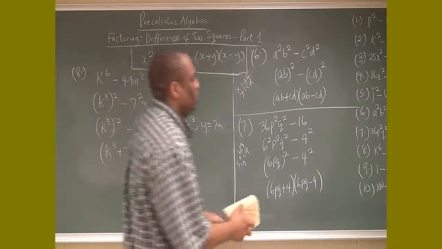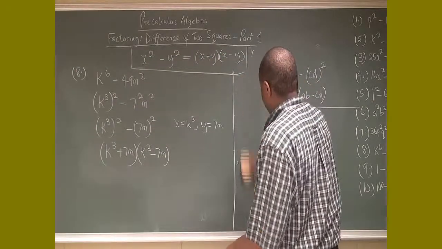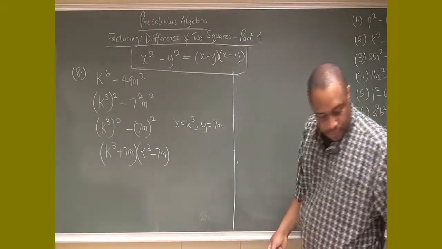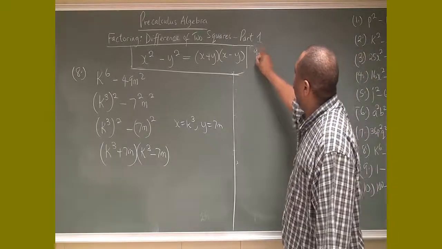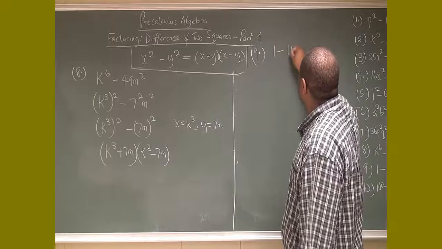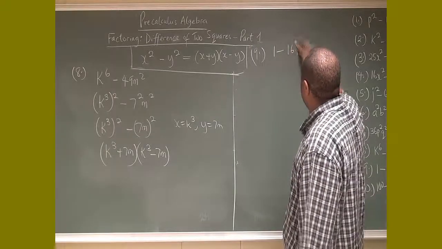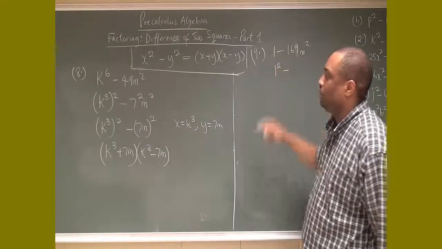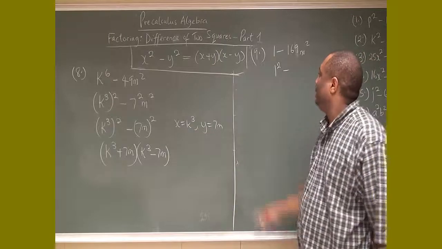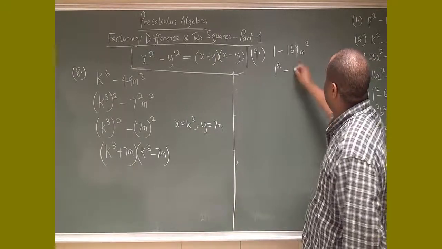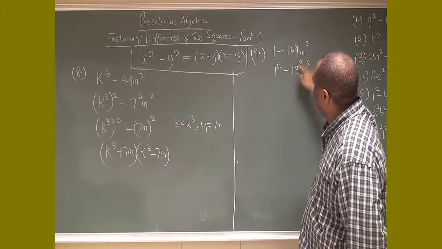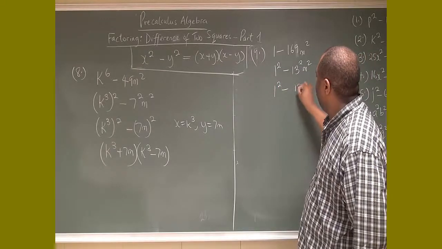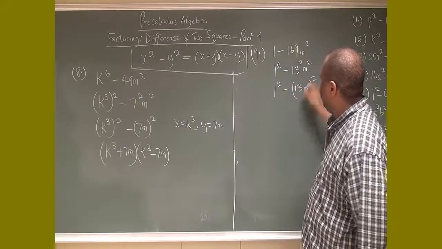Okay? Question 9. 1 minus 169 m squared. Here this will be 1 squared minus, because we want to make it look like x squared. In this case, x is 1. Minus 13 squared m squared. Square root of 169 is 13. So this is 1 squared minus 13m all squared.